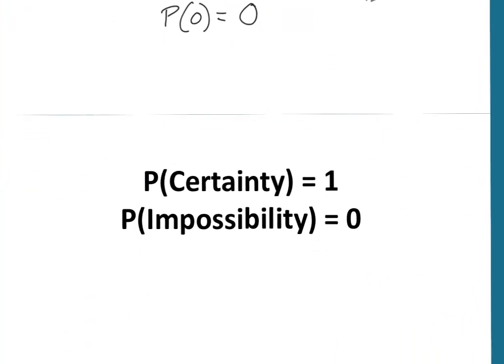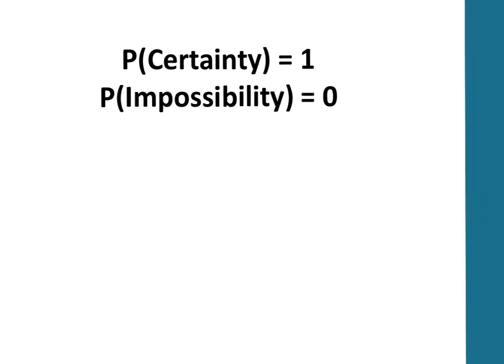Okay, so moving on up. Therefore, the probability of a certainty occurring, an event that is certain, is 1. And the probability of an impossibility occurring is 0.